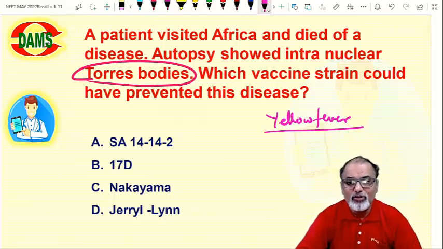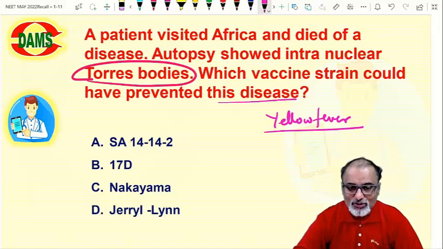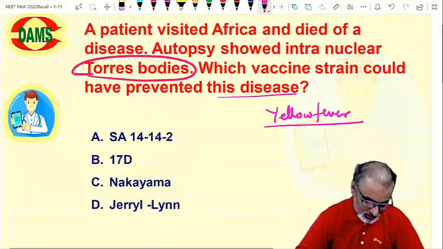In yellow fever, you remember two types of bodies. One is torus bodies, which are intranuclear inclusion bodies, and it causes liver mid-zonal necrosis. That's called Councilman bodies. So which vaccine strain could have prevented this disease? You must know all the vaccine strains and available vaccines. There is a table in the revision series we released. I'll show.